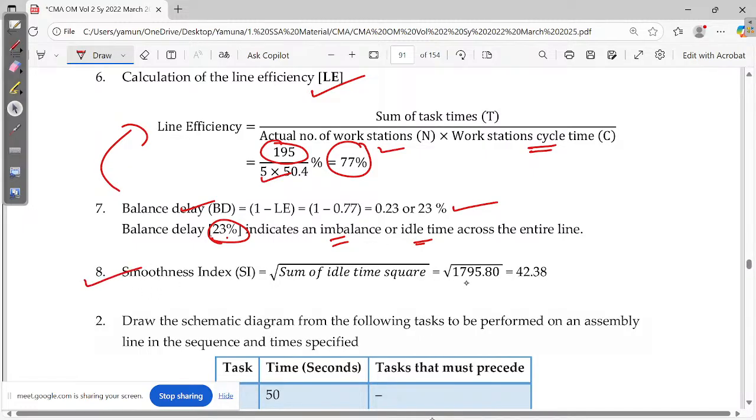Then we go for the smoothness index, which is the root of the sum of the error squares. Error is the idle time in our case. So this is 42 point. If this is okay, can you just have a look at the second problem?